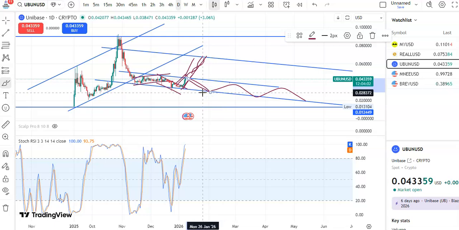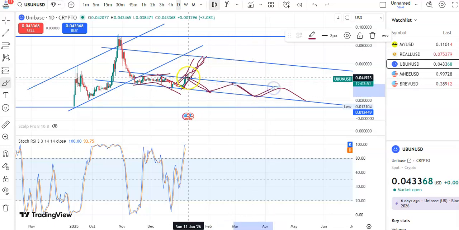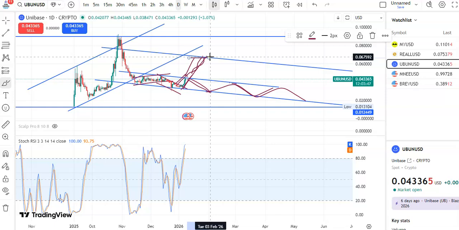Here it may take support around 0.02945 and it may go to the resistance level around 0.038447. So like this the candles move. In case it gives a breakout, it may go to the resistance level, which is around 0.067592. So like this the candles are moving.